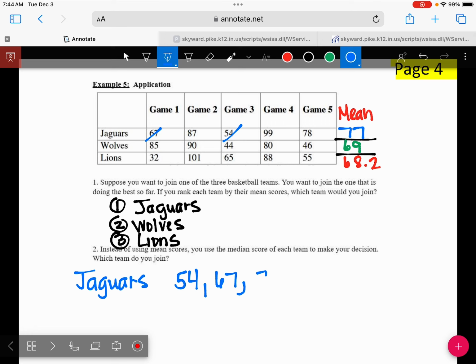Then after 67 was 78. And then after 78 was 87. And then it was 99. So what number is in the middle for the Jaguars? 78. All right, you go ahead and do the next 2. Put them in order for the Wolves and for the Lions, from least to greatest, and pick the number in the middle.